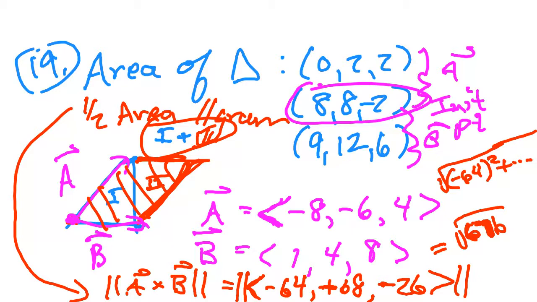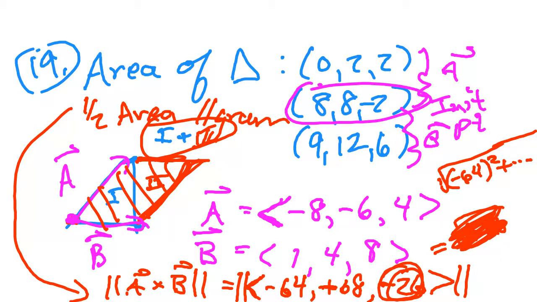Did I do that right on my calculator when I squared them out? 64 squared is 4,096 plus 68 squared is 4,624. Oh, I'm not even close. Plus 26 squared. I screwed this step up. 26 squared is 676, right? So I was just looking at my calculator wrong. So this is minus 64.